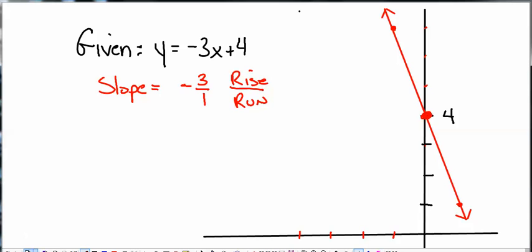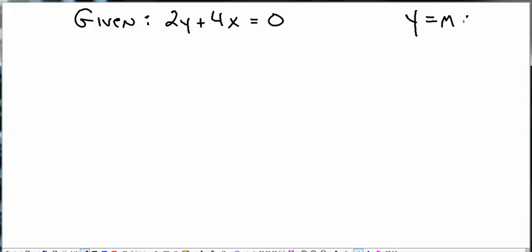All right, now, if you're given this, now you're given a line, 2y plus 4x equals 0. Is that in slope-intercept form? No, so you can't start graphing it yet. The first thing you have to do is get it in slope-intercept form. You've got to make it look like y equals mx plus b.